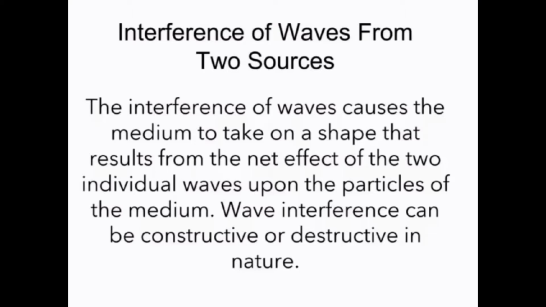Interference of waves from two sources. The interference of waves causes the medium to take on a shape that results from the net effect of the two individual waves upon the particles of the medium. Wave interference can be constructive or destructive in nature.